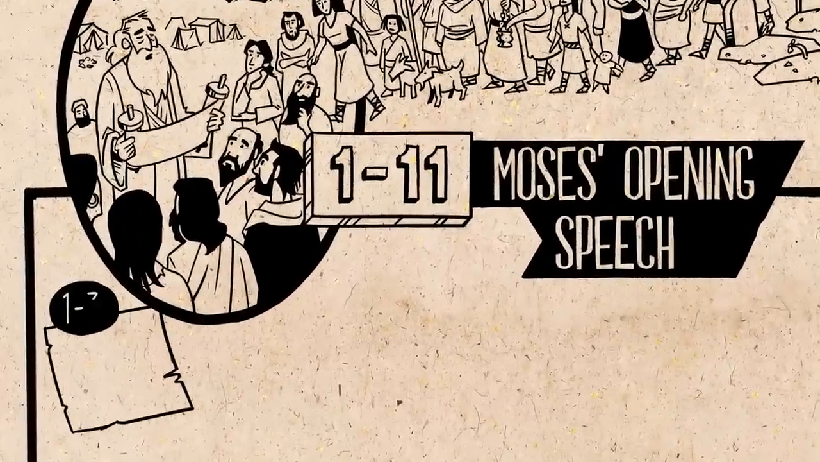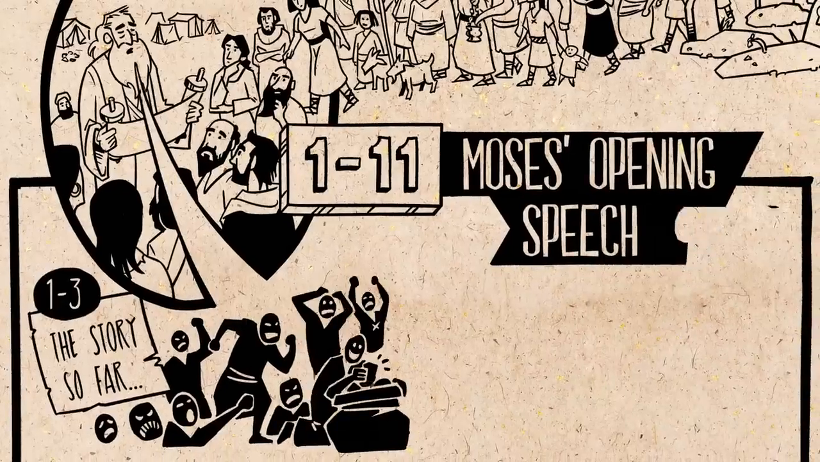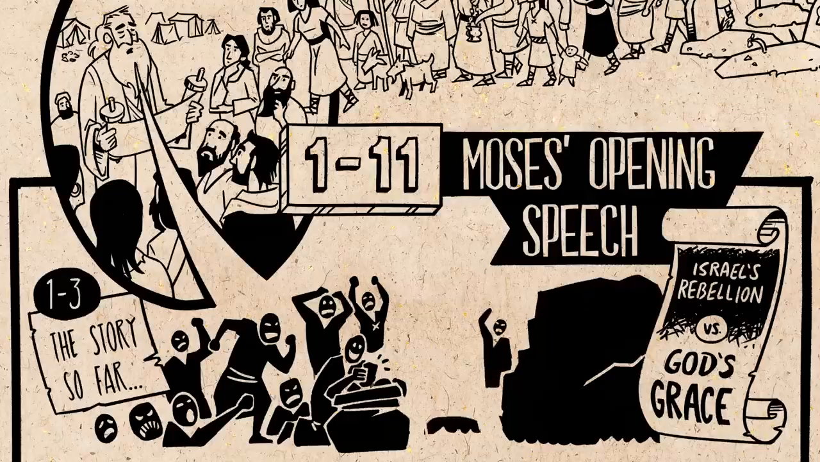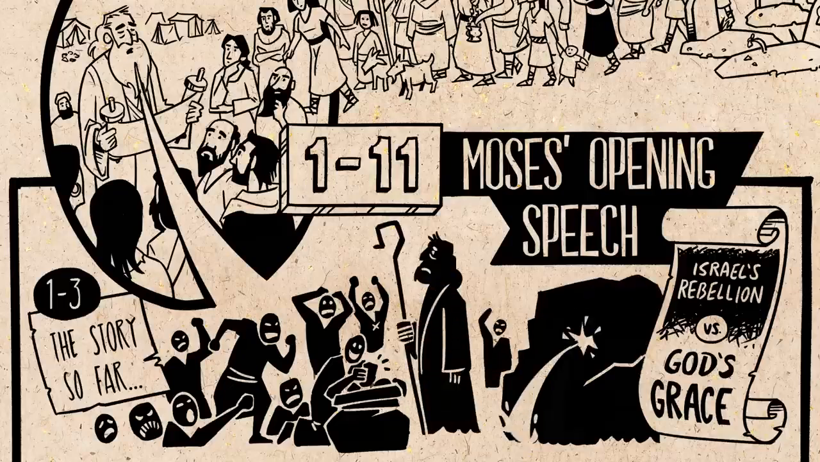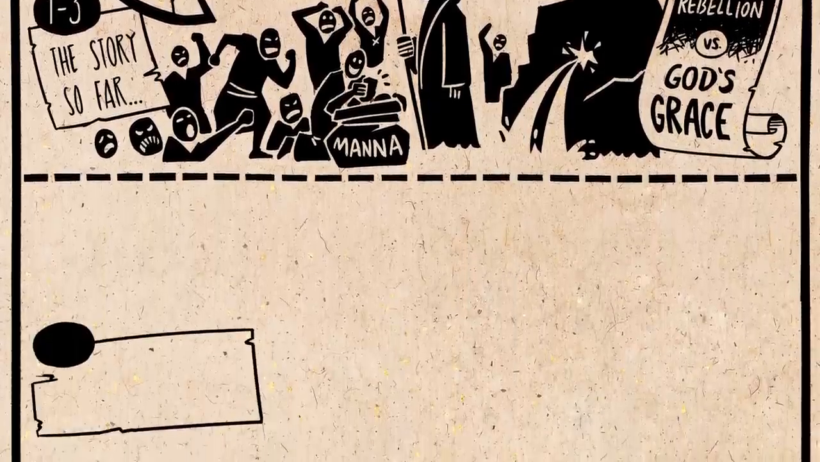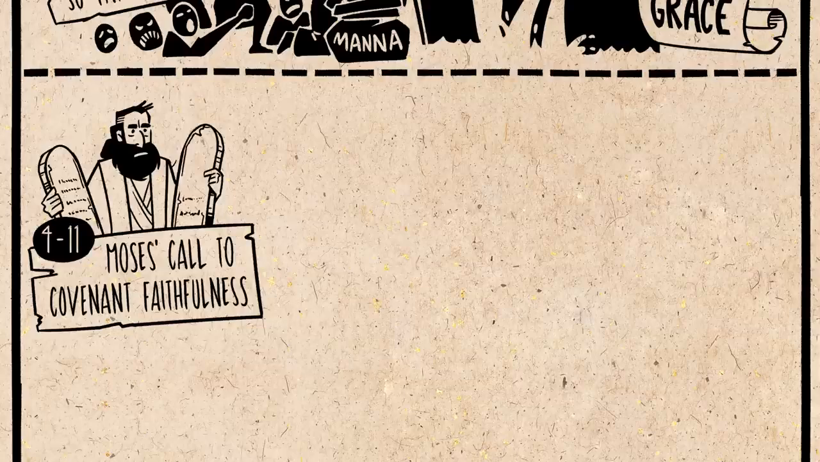So Moses first of all summarizes the story so far, and he highlights how rebellious the previous generation was, in contrast with God's constant grace and provision in the wilderness. And God did bring his justice on them, yes, but he did not abandon his covenant promises. After this comes a series of very passionate sermons where Moses calls on this new generation to be more faithful than their parents were to the covenant.